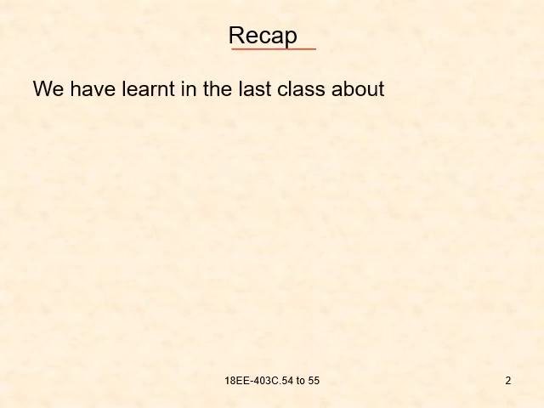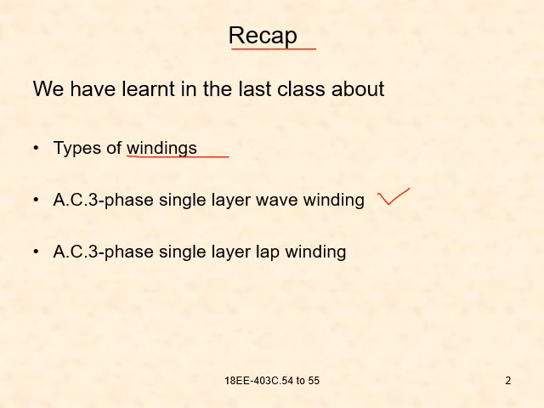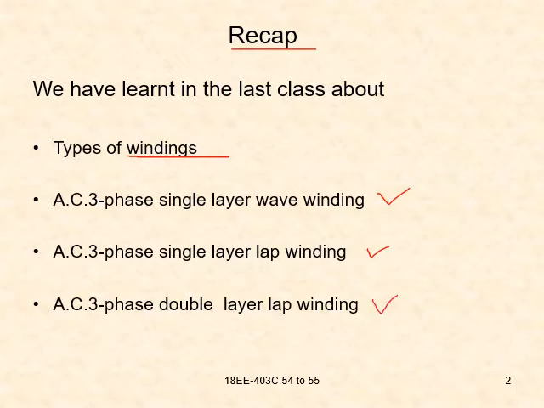Let us move on. A small recap. We have learned in the last class about the types of windings, like AC 3-phase single layer wave winding, AC 3-phase single layer lap winding and AC 3-phase double layer lap winding. So these are the things which we have seen in the last class.